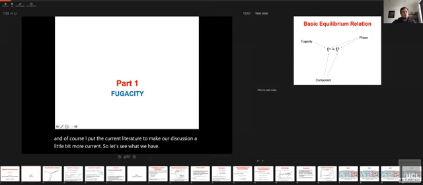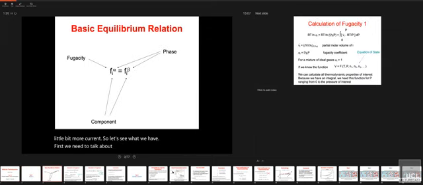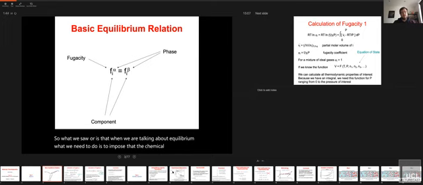First, we need to talk about fugacity. So what we saw is that when we are talking about equilibrium, what we need to do is to impose that the chemical potential of a component, say component I, in the gas phase is equal to the chemical potential of that component in the gas phase. And that has to be true for every component that we have in a mixture if we want to describe the properties of equilibrium.